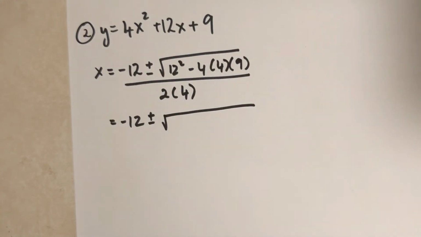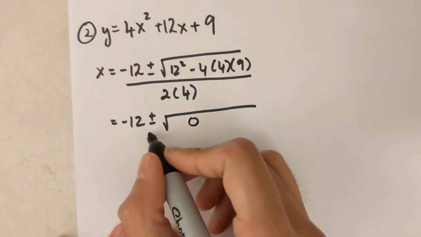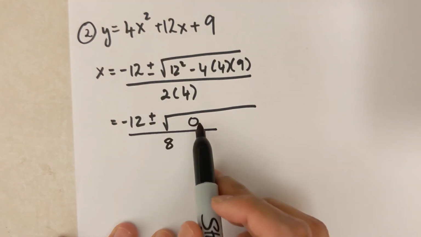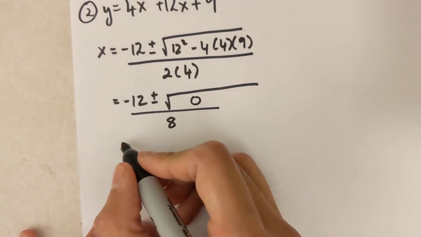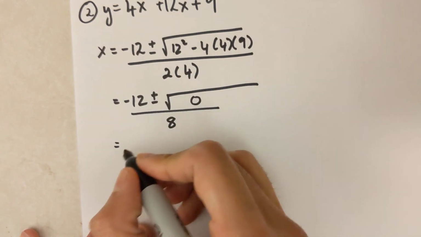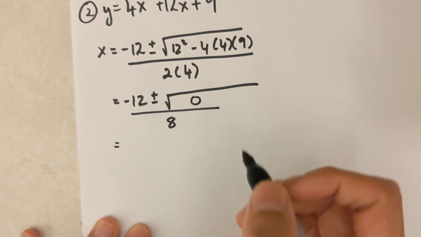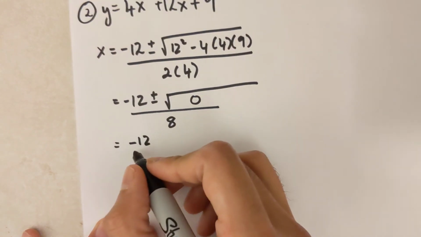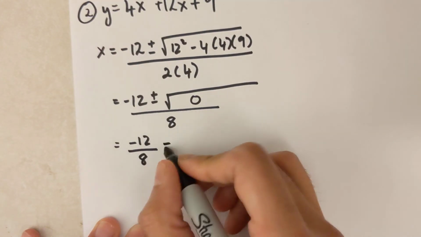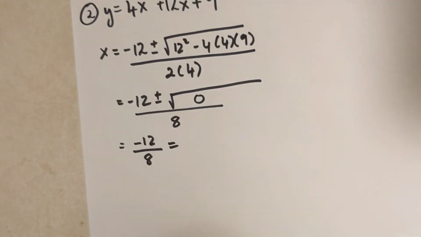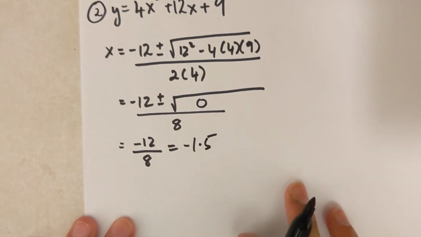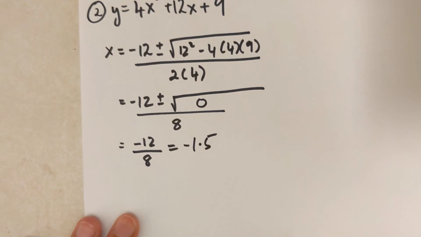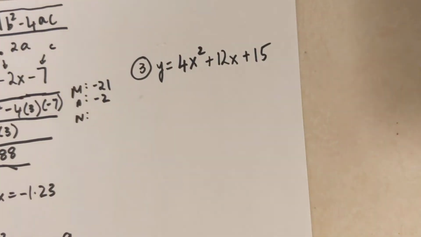So 12 square minus 4 times 4 times 9 is 0 over 8, and that's one specific reason why I want to show this. If you have plus or minus of square root 0, it's just going to simplify the equation. This whole thing is going to disappear because if you add or subtract 0, it doesn't really matter. There's no difference. So it's just going to simplify to negative 12 over 8, which is just negative 1.5. So in this question, we only have one solution. There's only one x-intercept.